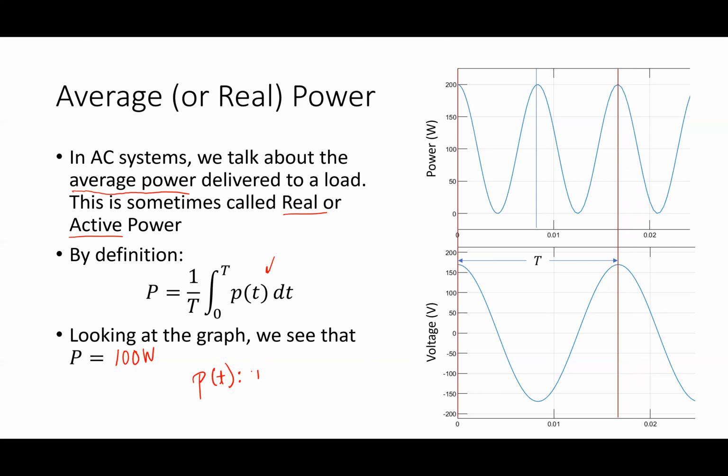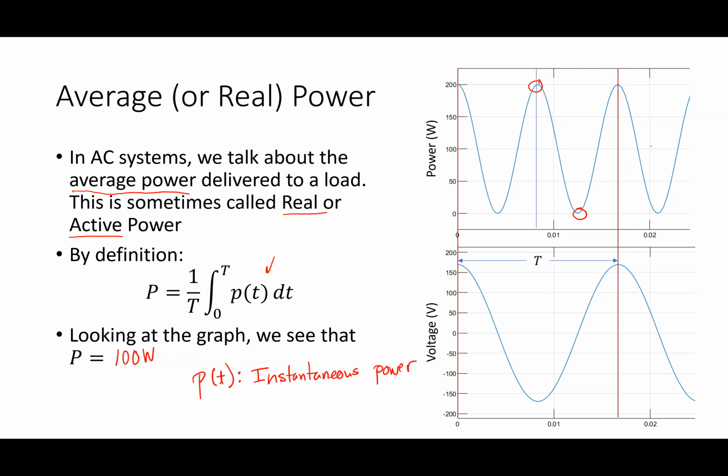P of t is instantaneous power. The power at any instant. So if I look at this light bulb, at some instant the power is 200 watts, at some other instant it's 0 watts, but on average, it's 100 watts. And that's the number. So real power, active power, average power all mean the same thing. It's the average of that instantaneous power, so it's the average rate at which energy is being converted in that thing.